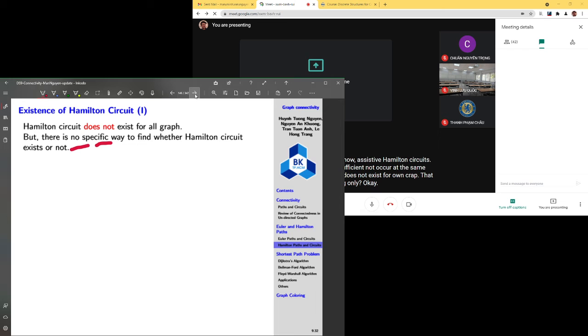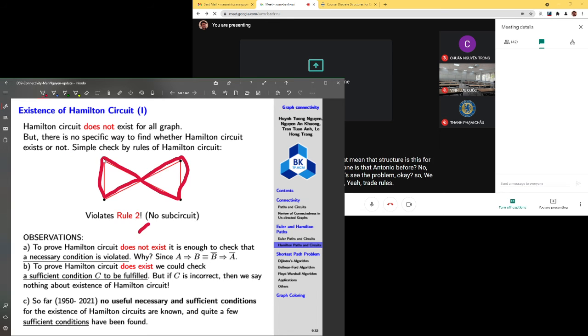So there are 3 rules about Hamilton, and the second rule says no sub-circuit, and you see here if you count the outer part, you have this one to be one circuit, you see, but this one consists of 2 sub-circuits, namely the left and the right.